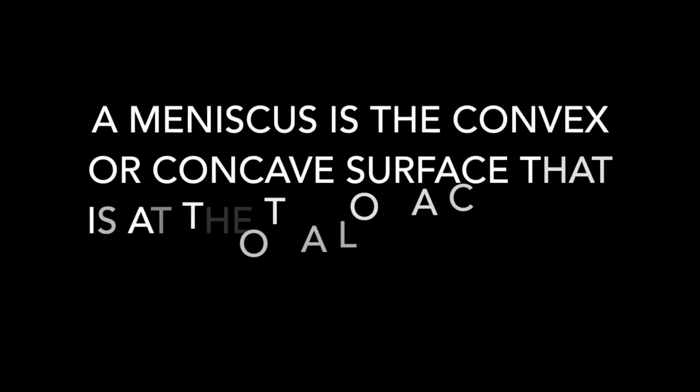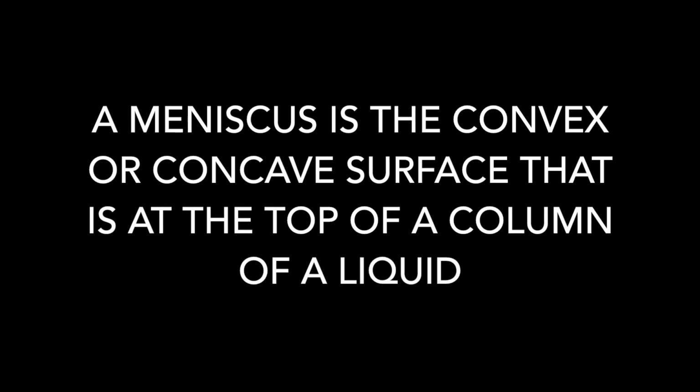Before we show you the technique for our video, we're going to discuss some of the important background information and concepts for this lab. The first thing we're going to do is discuss what a meniscus is. A meniscus is the convex or concave surface that is at the top of a column of a liquid.